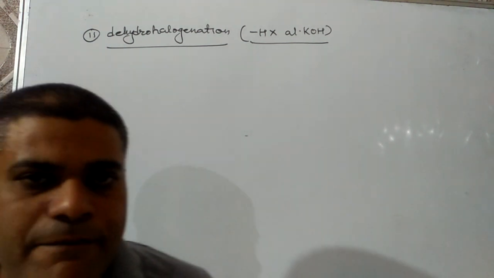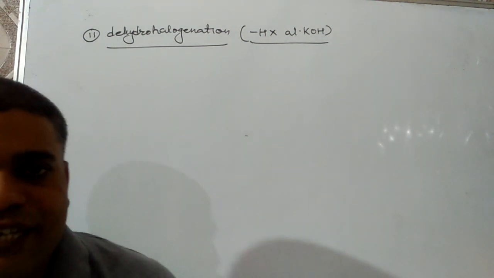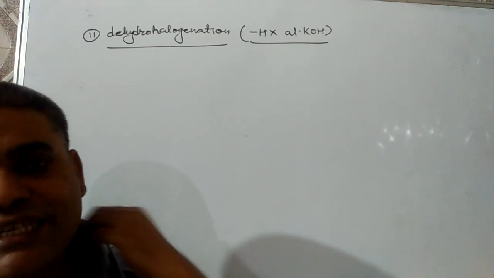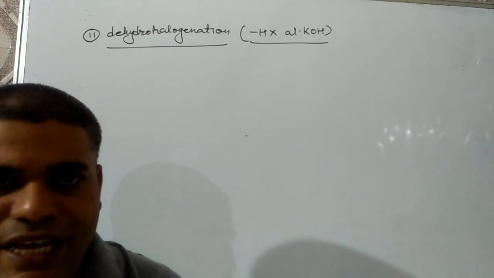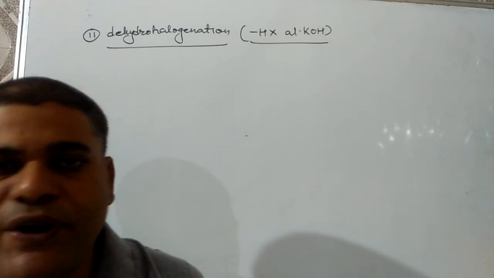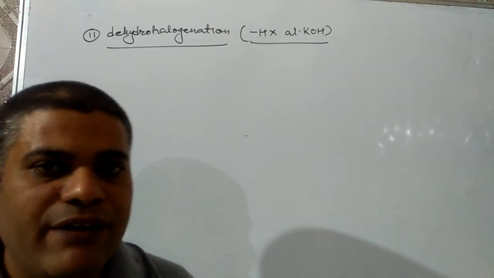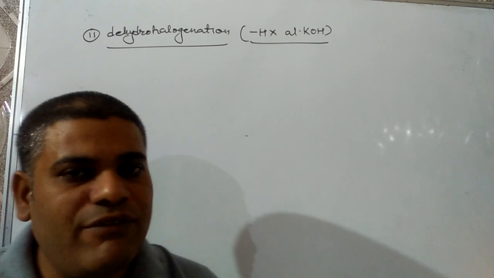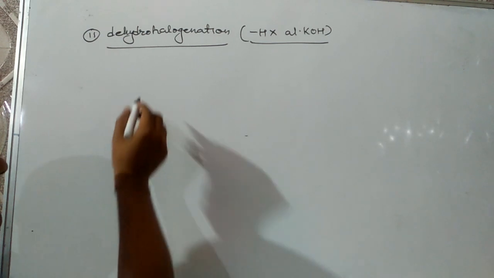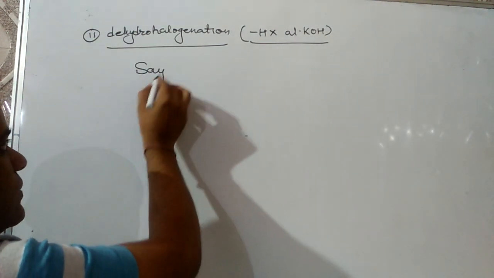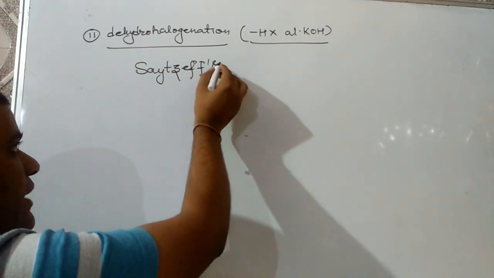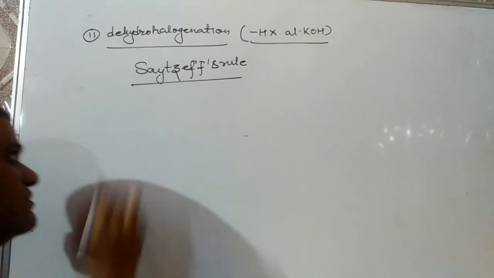As I explained yesterday, in aqueous medium nucleophilicity is stronger than basicity, but in alcoholic medium basicity is stronger than nucleophilicity. That's why elimination will take place. Here the monohaloalkane will produce alkene and dihaloalkane will produce alkyne, and the elimination will take place according to Saytzeff's rule.